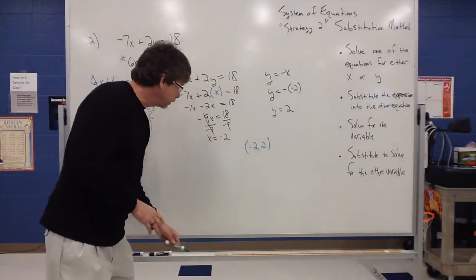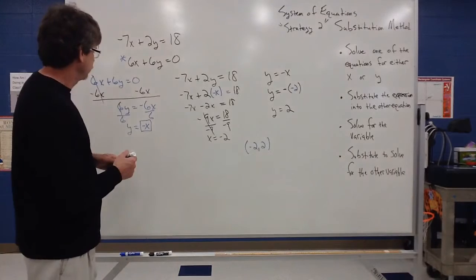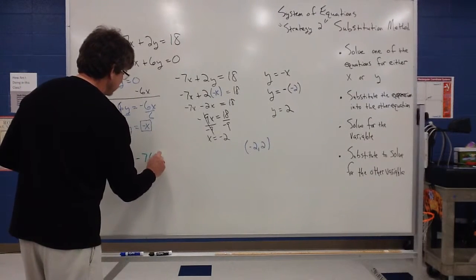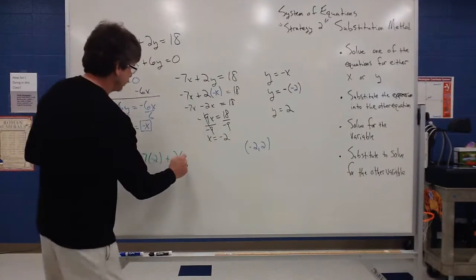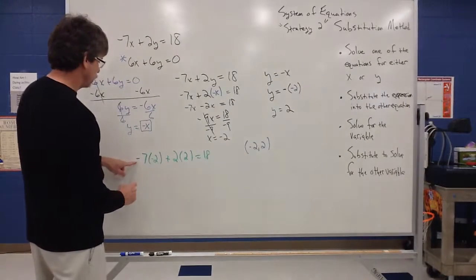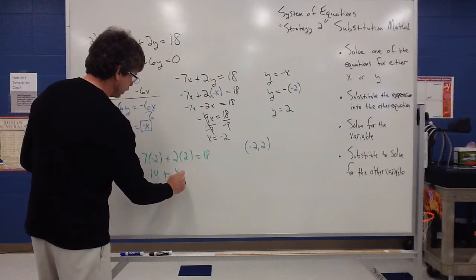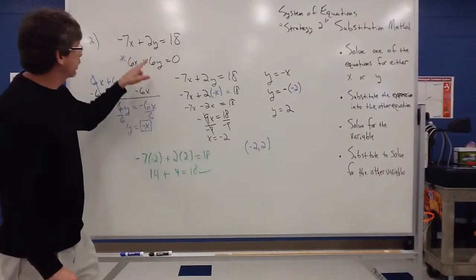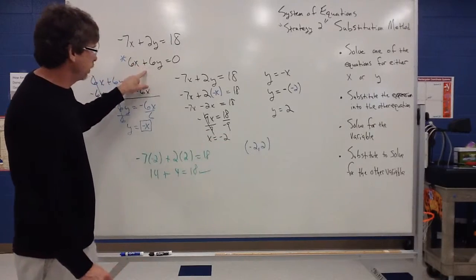What I can do at this point, I can prove to you that this indeed makes both equations true. So I can substitute that negative 2 in for x. So I have a negative 7 times a negative 2, plus then 2, and then y is equal to 2. That's going to be 2 times 2. Does that equal 18? Let's see here. A negative 7 times a negative 2 is a 14. 2 times 2 is 4. Does 14 plus 4 equal 18? So this ordered pair does make this statement true. The catch is it has to make this equation true as well.